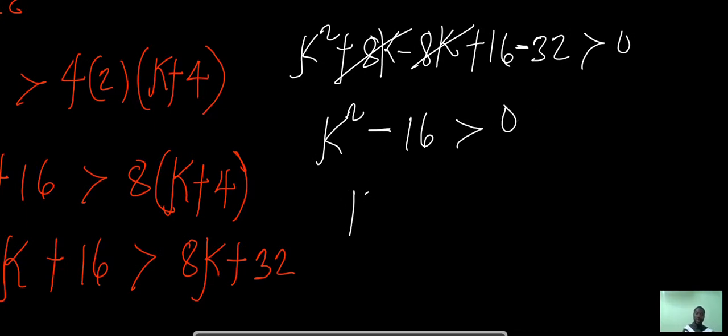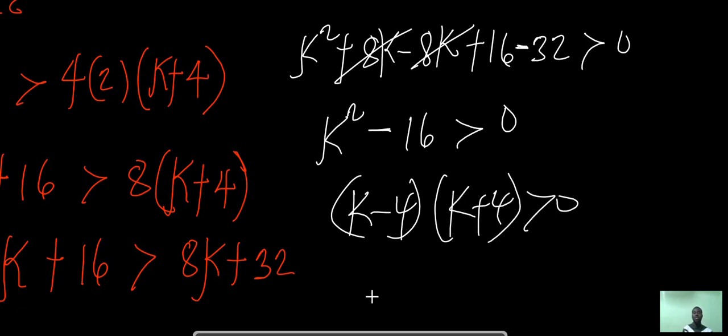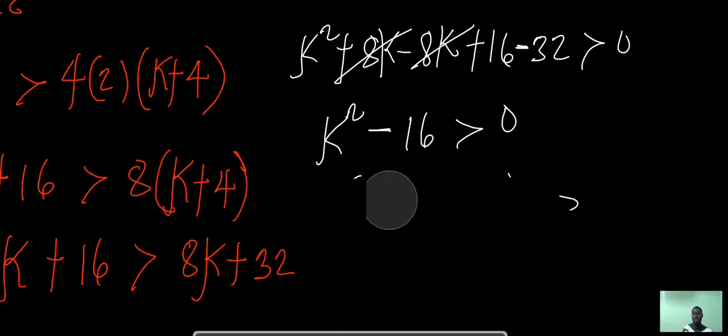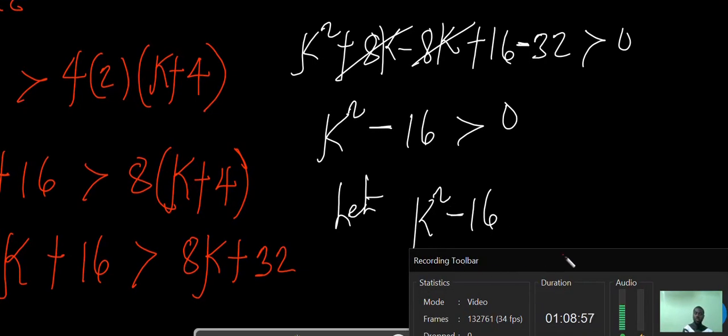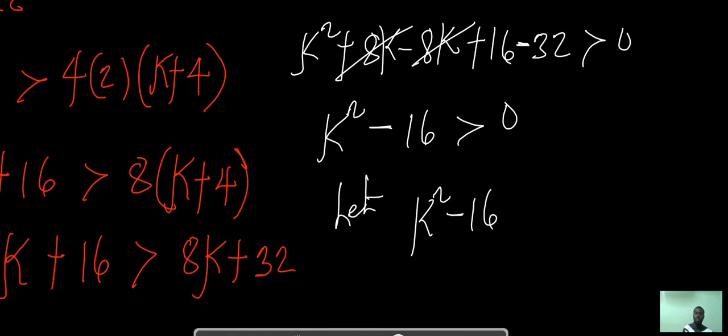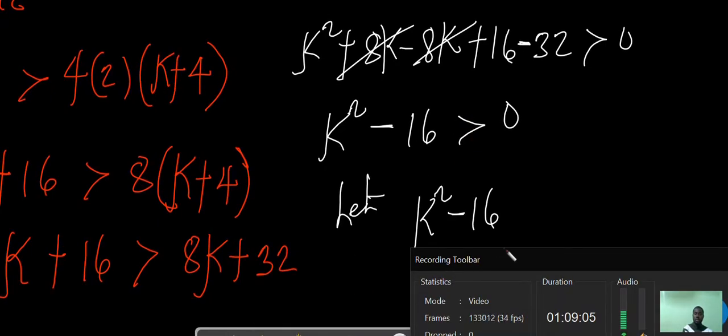Anyhow, if you like, you can say this is k minus 4, k plus 4 greater than 0 from the concept of difference of two squares. If you like, you just leave it, no problem. So how do we solve this quadratic inequality? Quickly, let's take k squared minus 16. I will just change this to equal to 0. That's what we've been solving.